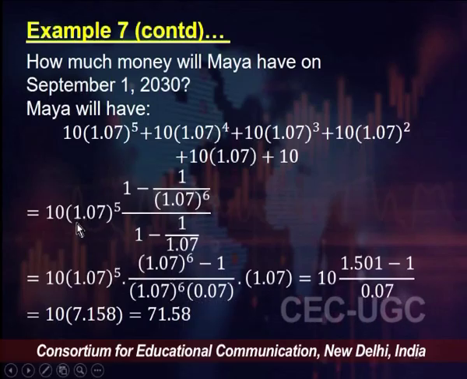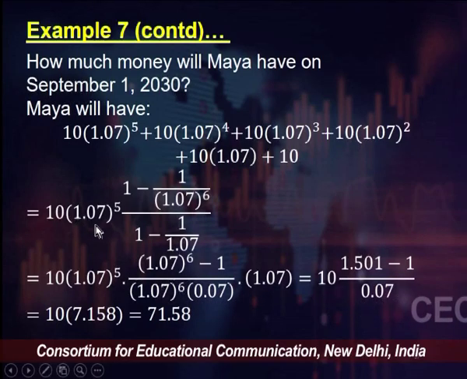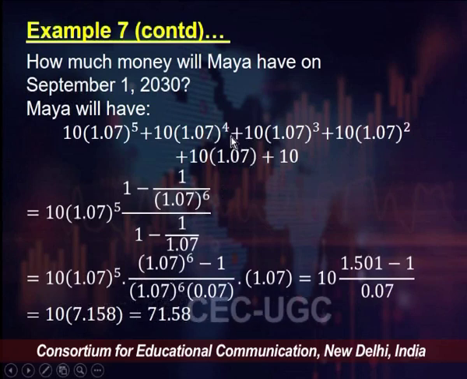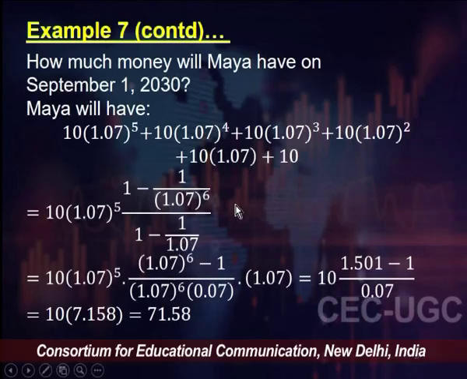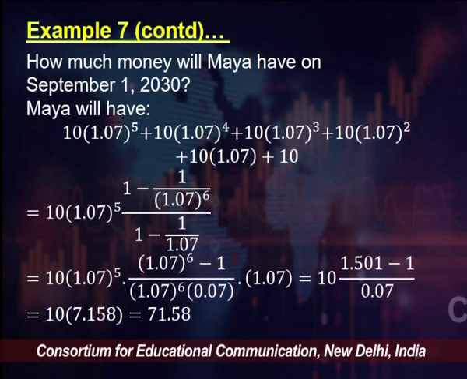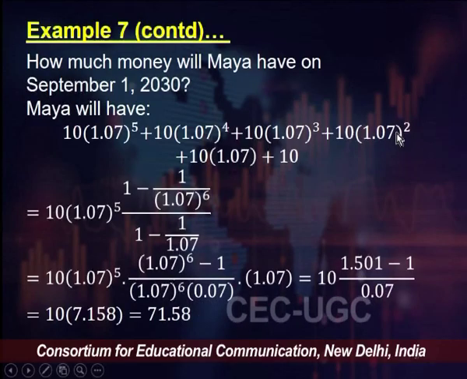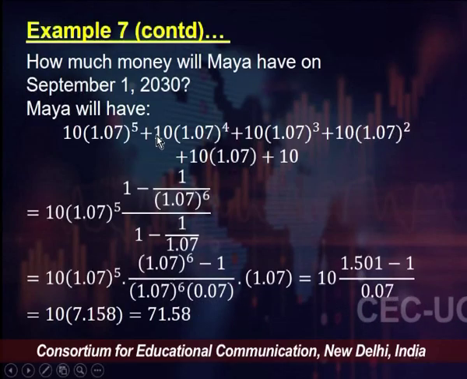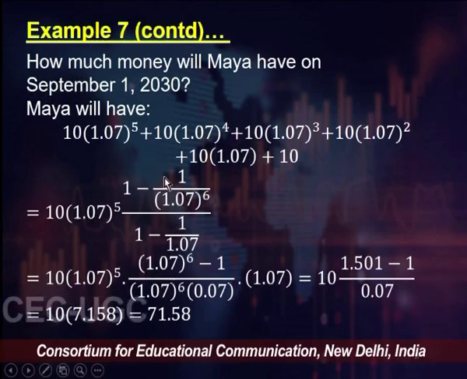So, if I take the first term, that is 10 times 1.07 to the power 5. Now, here if you notice, the common ratio is 1 upon 1.07. Actually, what you could do is you could also write this series as 10 plus 10 times 1.07 plus 10 times 1.07 squared. You can go in the reverse direction, it is an easier calculation, but I thought let us just do it the way it is given.